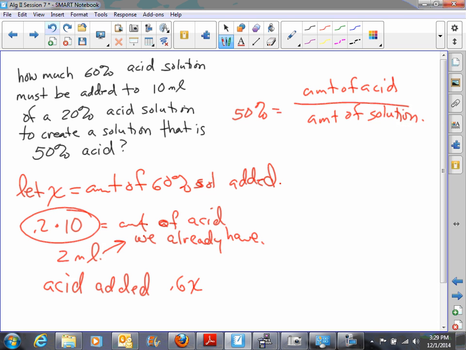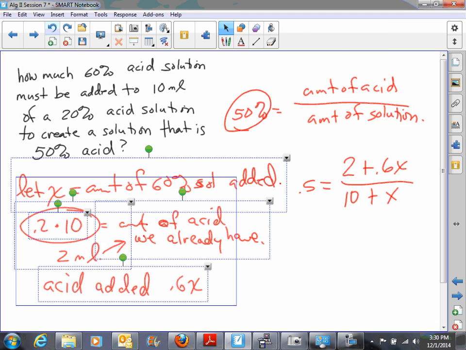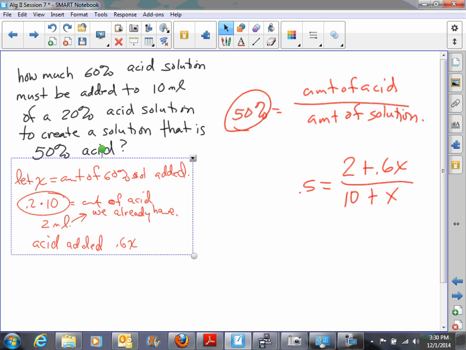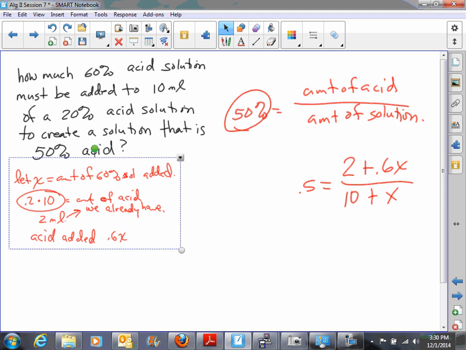So if we go over here, and by the way, 50%, we can just write that as 0.5. That's going to be equal to 2 plus 0.6x over. Now, how much solution did we have? Well, we started with 10 milliliters of solution, and we're going to add x milliliters of solution. So we get 0.5 is equal to 2 plus 0.6x over 10 plus x. Now that we've done this, let's make it a little bit smaller over here so that we have a little room to work with the equation.